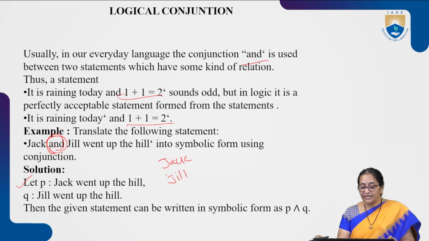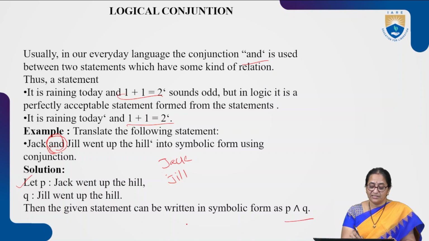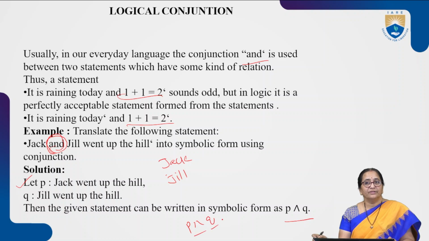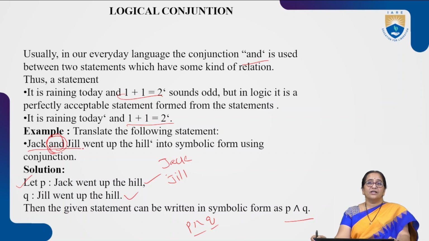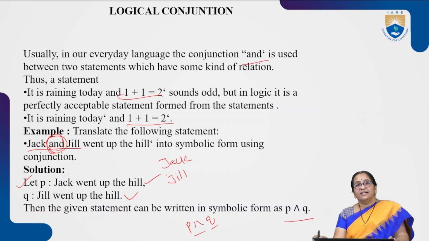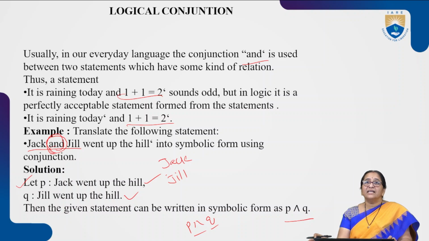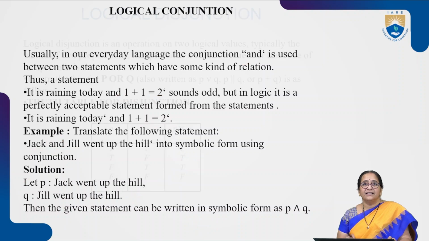Then the given statement can be written in symbolic form as P and Q. Yes, Jock went up the hill and Jill also went up the hill: P and Q. That is in the symbolic form. This is in the statement form. By combining these two, Jock and Jill went up the hill. That is our statement using the logical conjunction. Like that, we can combine any sentences.